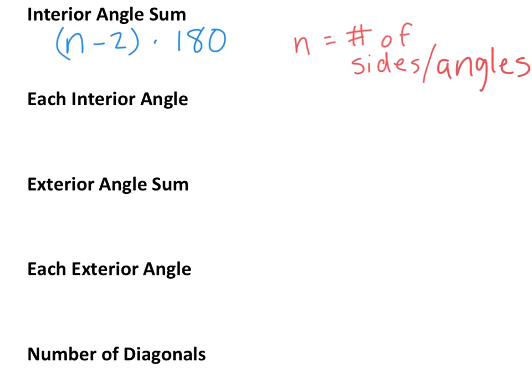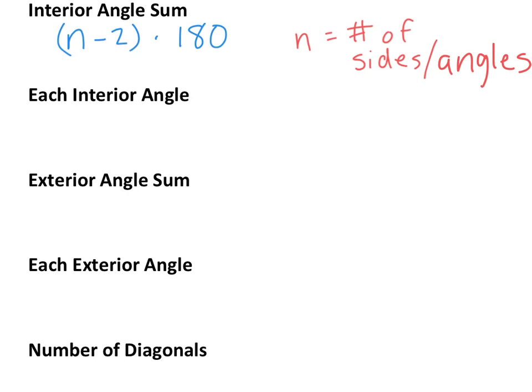Alright, so if that is our interior angle sum, for us to find each interior angle measure, we want to find the sum and divide it by how many angles there are in the polygon. So the sum will be found the same way, n minus 2 times 180. Remember, n is the number of sides, and if we need to divide that by the number of angles in the polygon, we need to divide that whole thing by n. And again, that's what we learned on Monday.